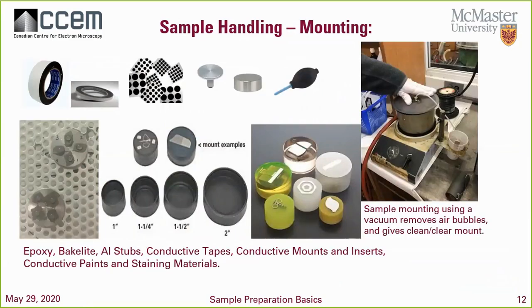Okay, now we move on into sample handling. Another topic of sample handling, sorry, mounting. As you can see here, we have epoxy, bakelite, aluminum stubs, which are the ones up here, and conductive tapes. Let's say you just wanted to prepare a sample extremely quickly, you can just tape the sides, and you have a conductive layer across the sample, because we want to make sure that the sample has a conductive path to ground. That's what the mounts are used for, and the tapes and the paints.